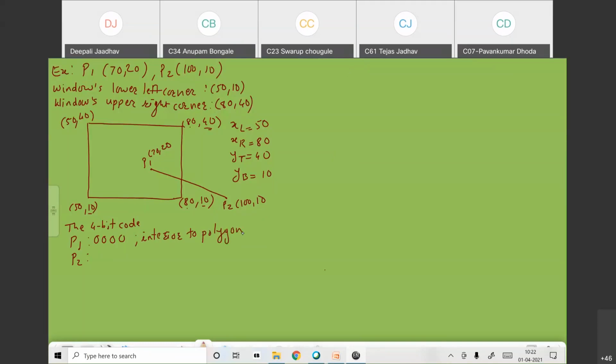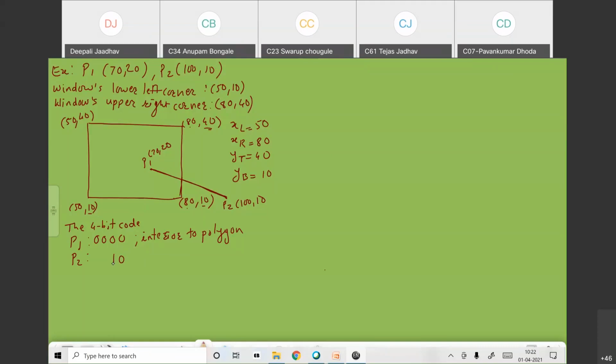Now, what is the code for P2? The first bit indicates left. So whether it intersects the left one? No. So it is 0. The second one, when going from P1 to P2, where does it intersect? The second bit is for right. So whether it intersects the right? Yes, it intersects the right and that's why it is 1.